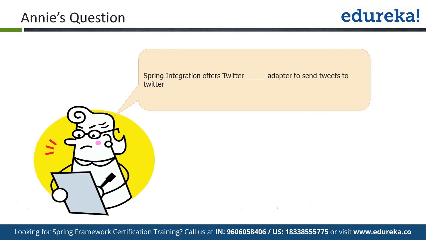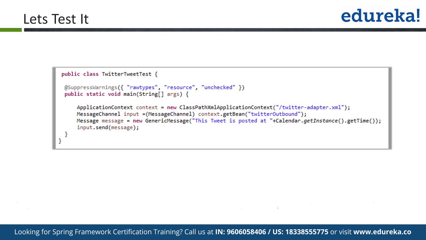There is a question from Annie. Spring integration offers a Twitter blank adapter to send tweets to Twitter. Which adapter? What kind of adapter do we use in Twitter? It's outbound because Spring integration is a consumer. Source is Twitter, right? Or Facebook. That is an outbound adapter. So this is how your test file looks, where you can call the bean and simply using a generic message, you can create a message and send the message to Twitter.